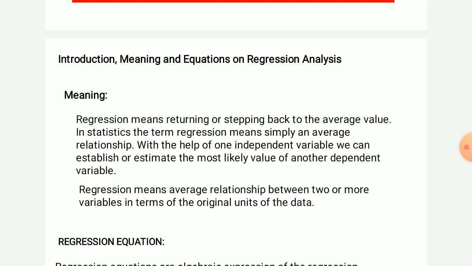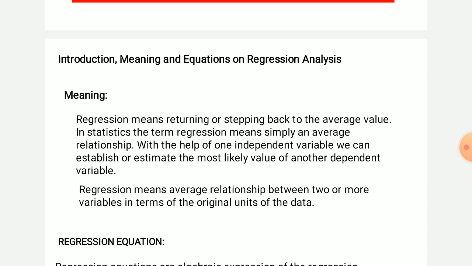And in 1877, Francis Galton first introduced the word regression while studying the relationship between heights of fathers and sons. He studied the heights of 100 fathers and sons, and gave his opinion that tall fathers were having tall sons, and short fathers were having short sons.